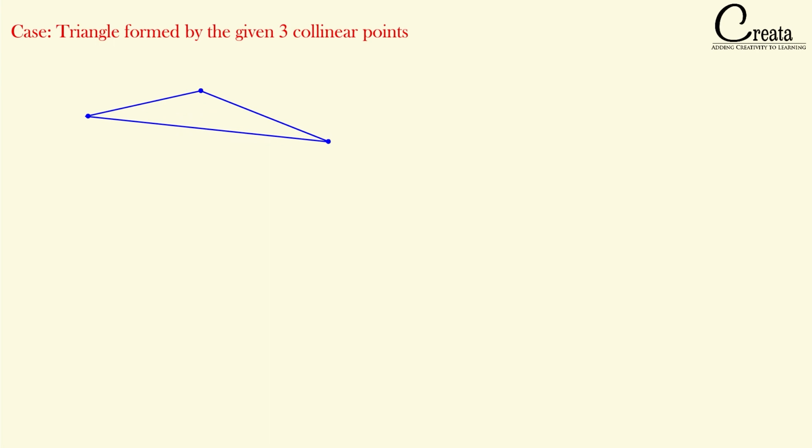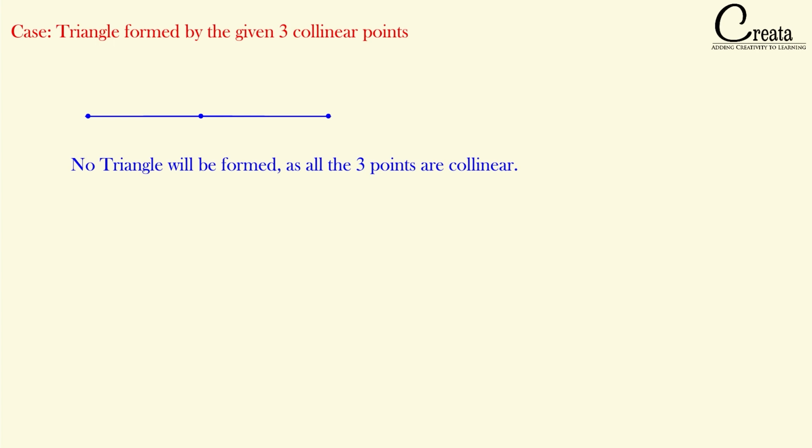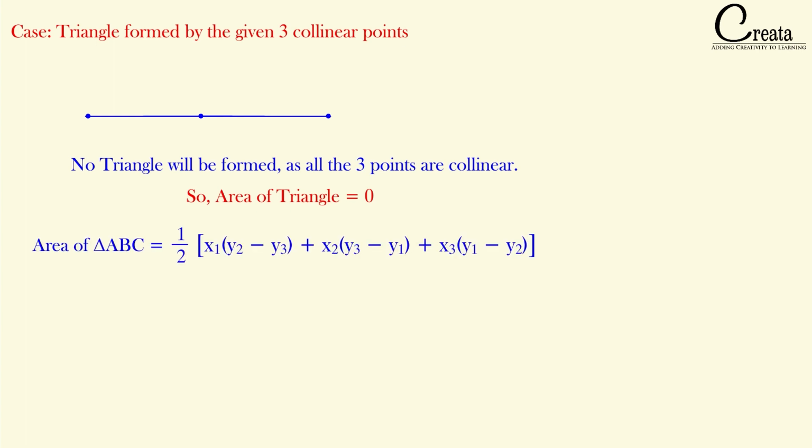Whenever in the question you get that the 3 points are collinear, then you can easily say no triangle will be formed, which means that area of the triangle formed is 0. Are you correlating? No triangle formed is equal to area of the triangle formed is equal to 0. Basically no triangle is forming, so no area will be there, that is 0. So you can equate the area of the triangle formula with 0, and you can solve the question.